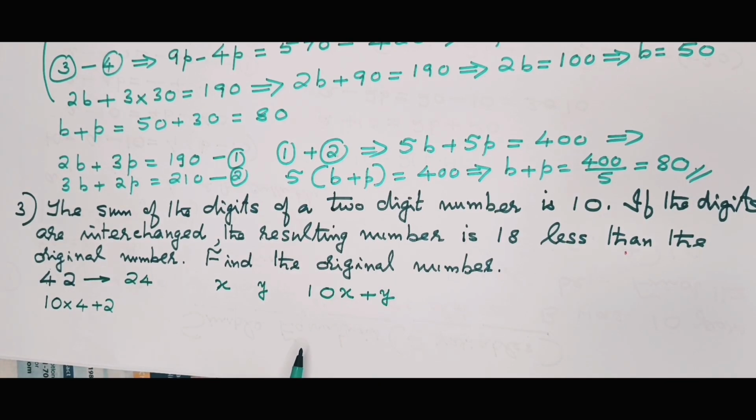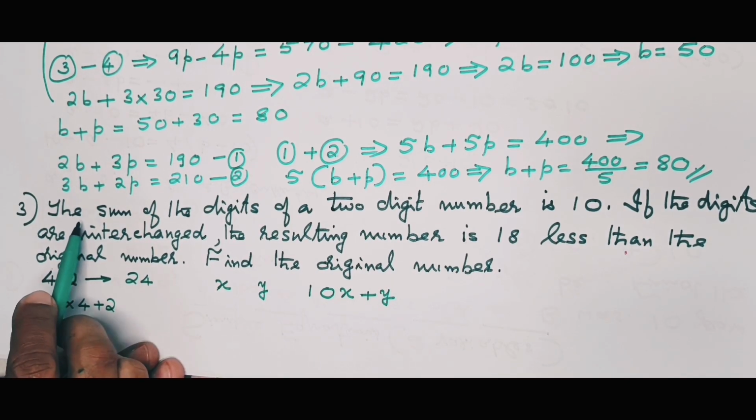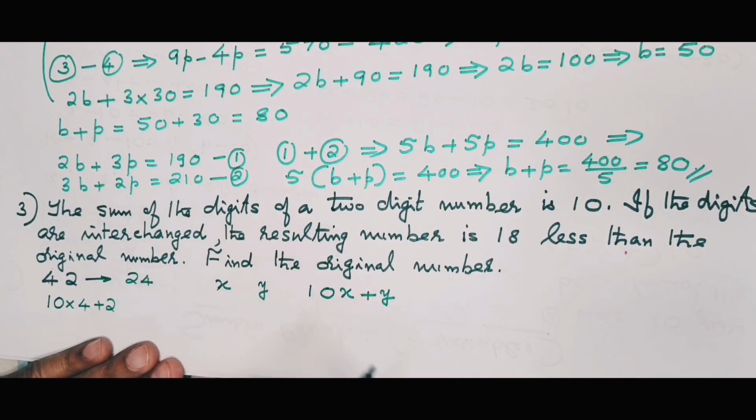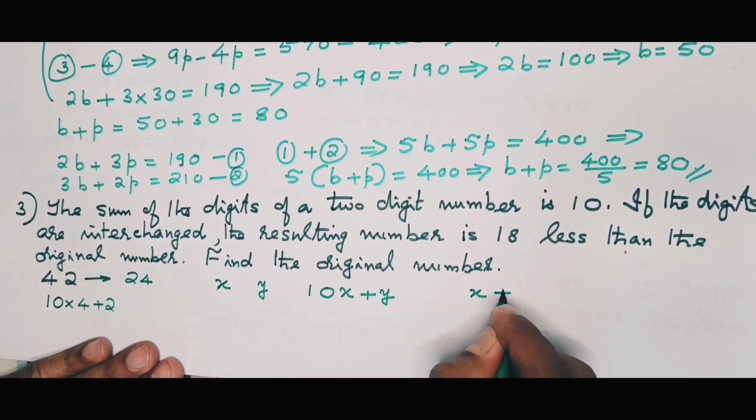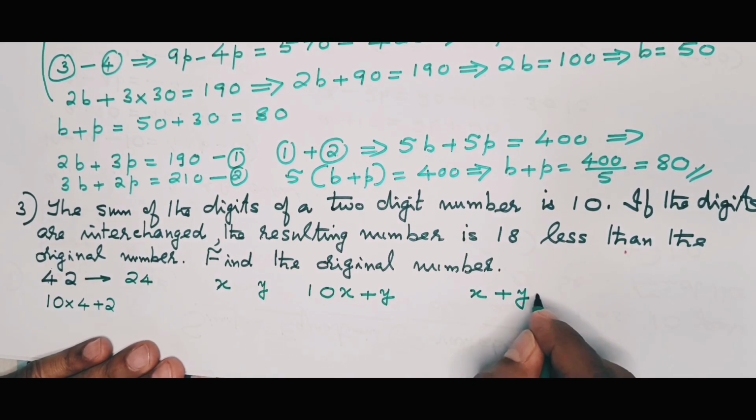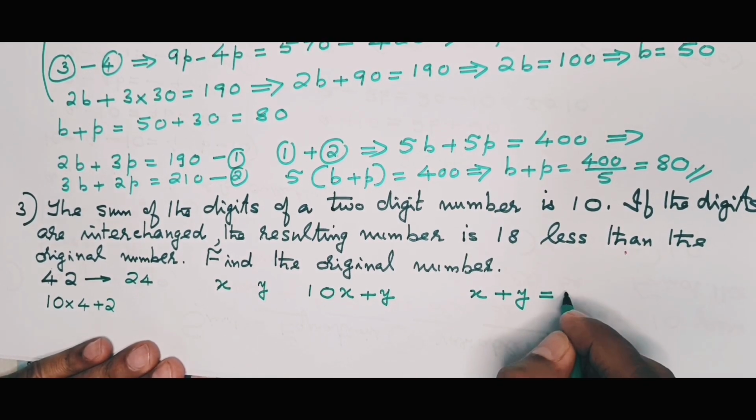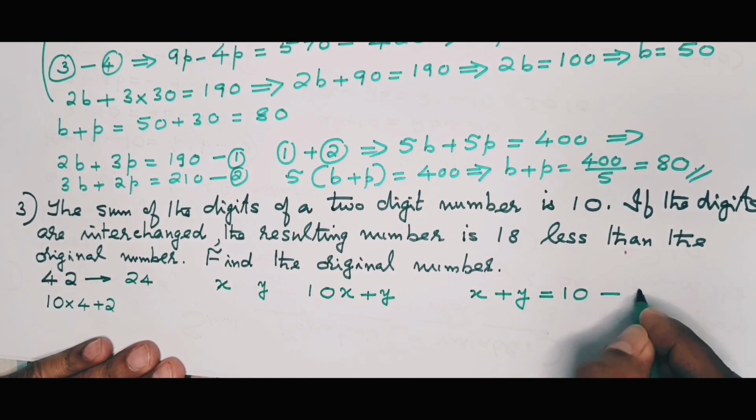As you know, there are two variables here, which are the two digits of the number. So you need two equations. The first equation is readily available. They say the sum of the digits of a two-digit number is 10. What does that mean? This is the first digit, this is the second digit, and that sum is given to be 10. So we got equation 1.